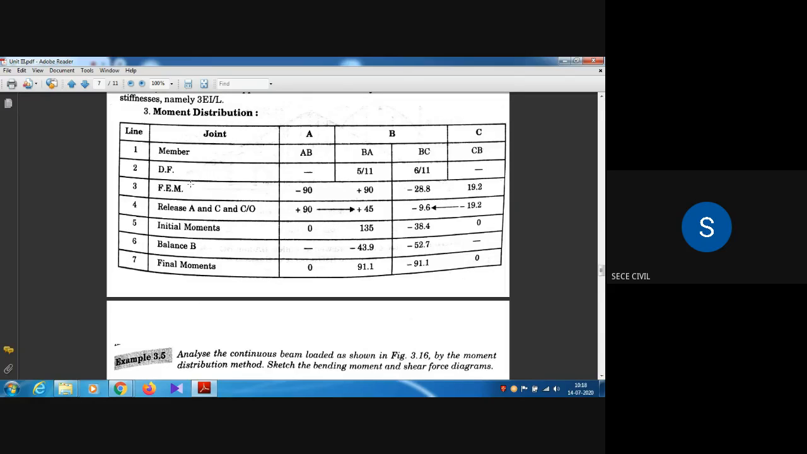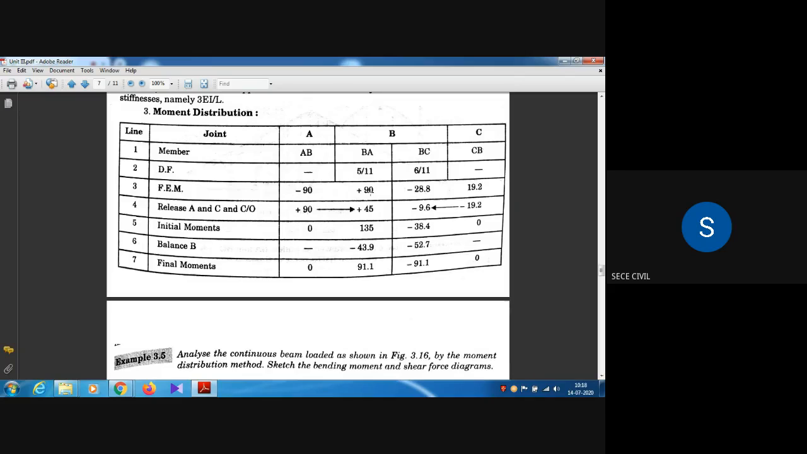So we substituted the values we calculated in the previous steps, that is distribution factor and fixed end moment. The first four rows are easy. We have to remember: first we put the joints, how many joints there are. Then the members in that particular joint. Then the distribution factors we calculated, and then the fixed end moment.